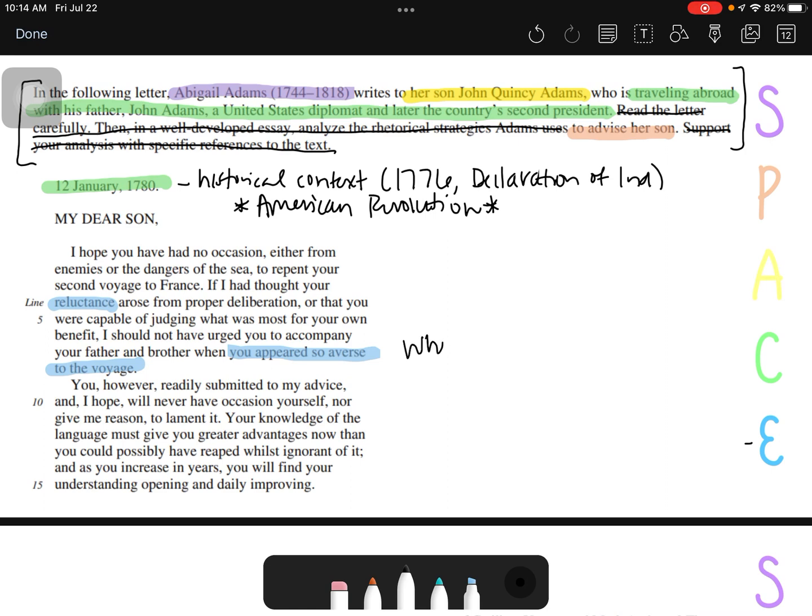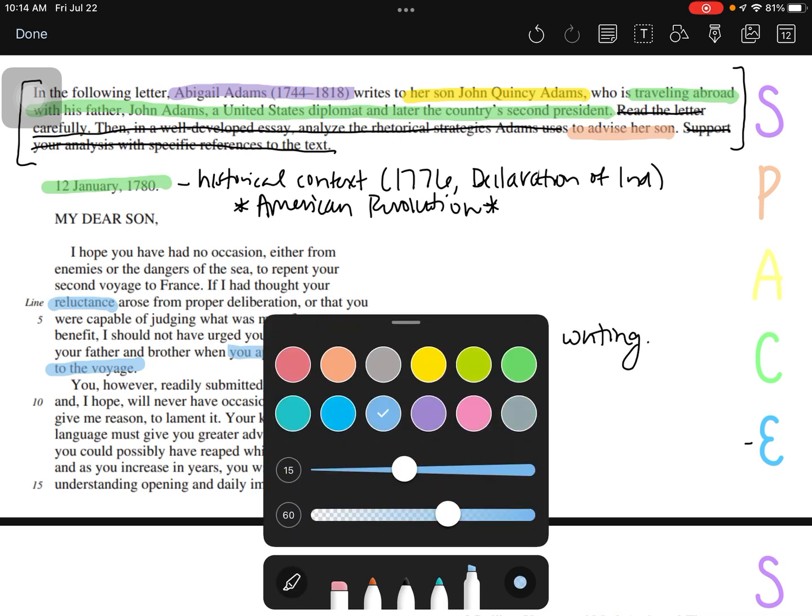So if John Quincy wasn't interested in going on this trip, this is maybe something she wants to address right at the beginning. Golly, my pen is not writing very well today. And that's why I've highlighted in blue, because that's kind of giving us a little bit of a hint about why she needs to write him a letter, why she needs to give him advice at all.